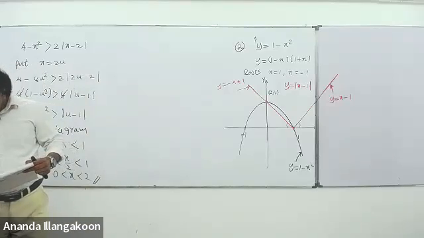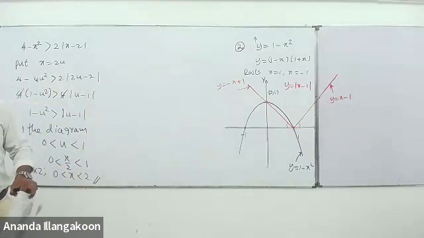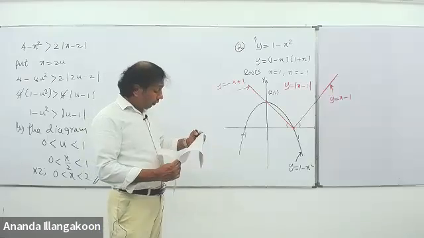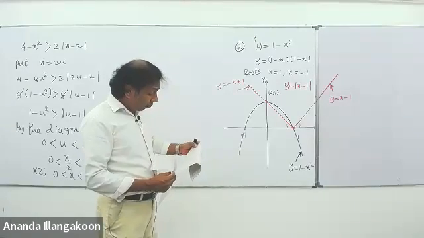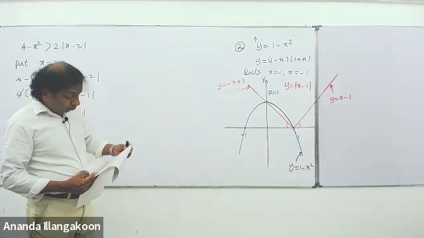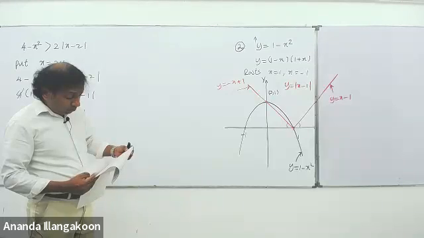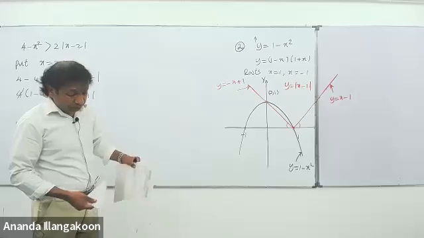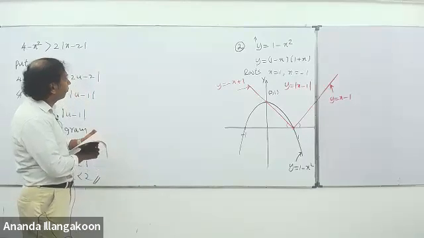Right. Question number 3. Given this, if the remainders when the polynomial f(x) is divided by x minus 1 and x minus 2 are 3 and 7, find the values of a and b. I'll give the method of getting this.